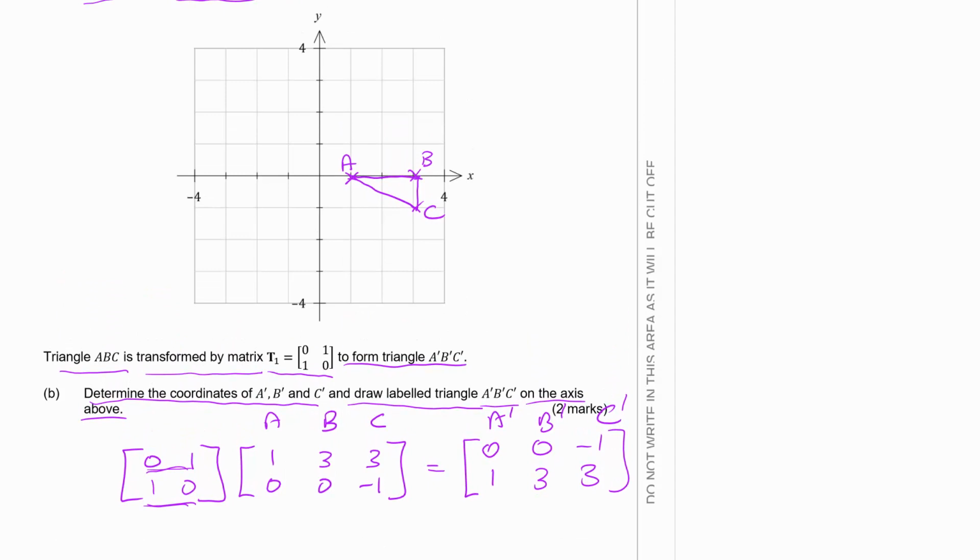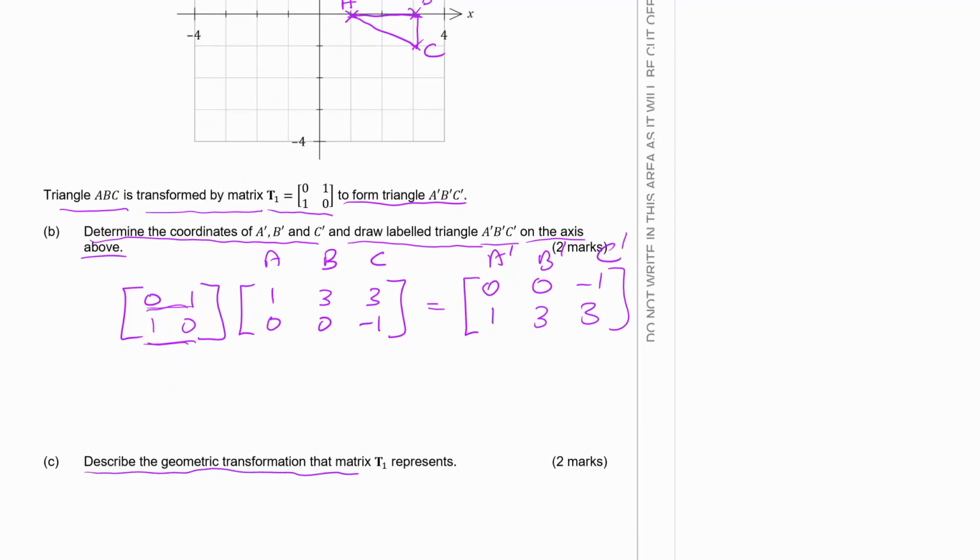That's the position of C'. So we have (0, 1), (0, 3), and (-1, 3). So that's this triangle just here: A', B', C'.